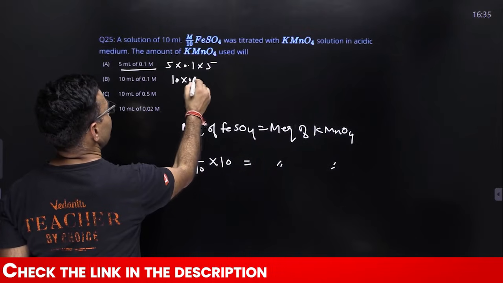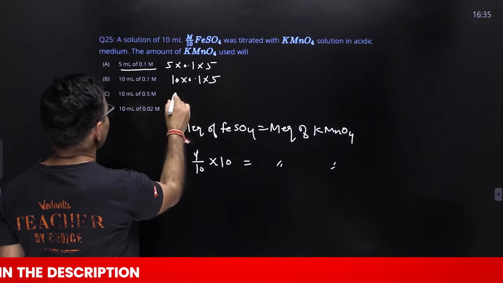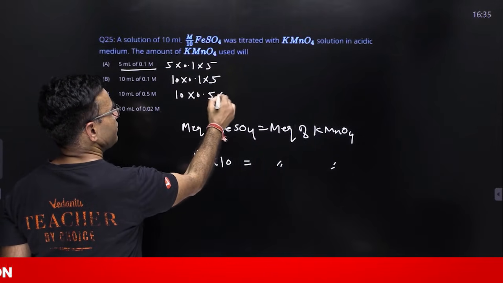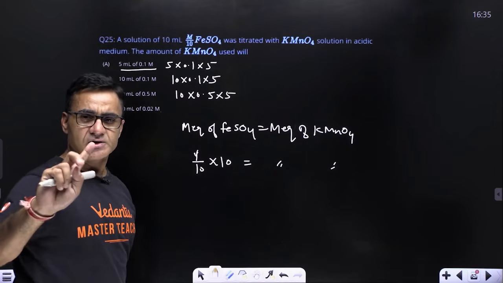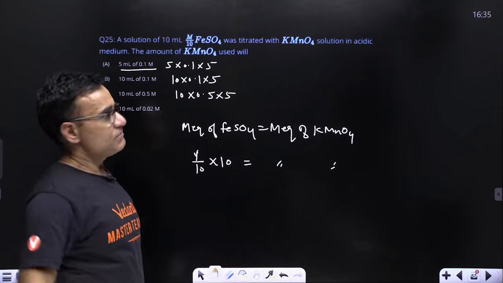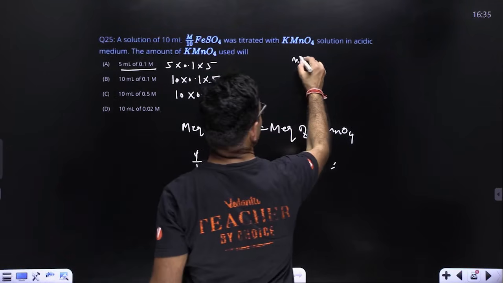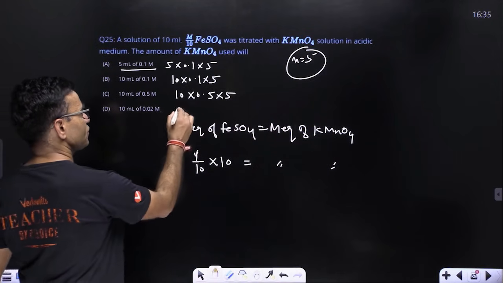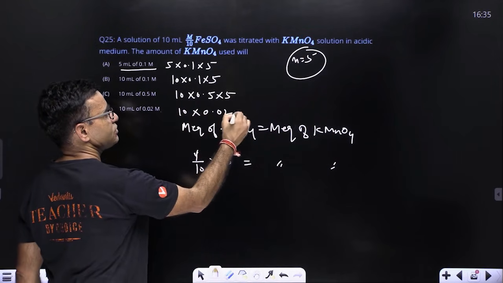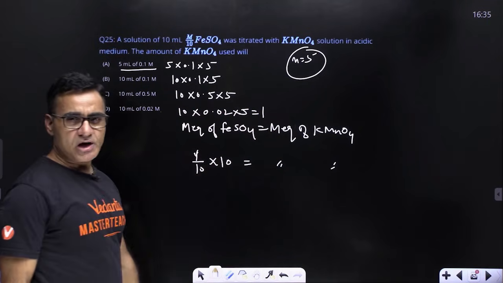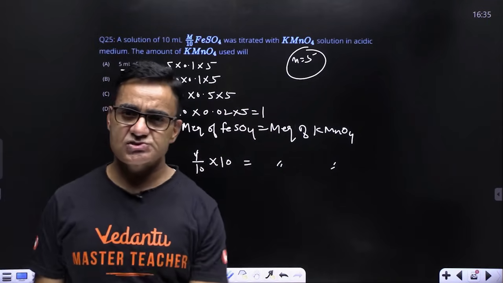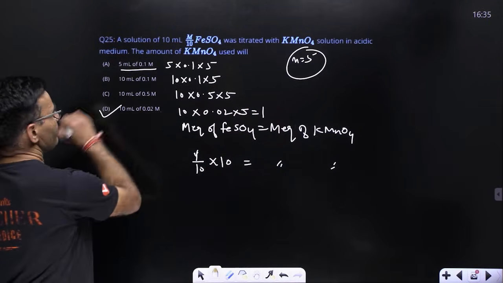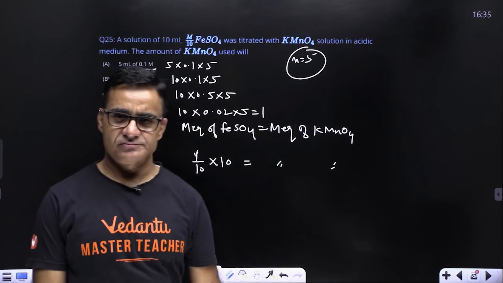This is 10 into 0.1 into 5. This is also not 1 milli equivalent. This is 10 into 0.5 into 5. This 5 is actually multiplied for converting molarity into normality because the N factor of KMnO4 in acidic medium is 5. Alright, and 10 ml of 0.02. This is going to be your correct answer. 0.02 into 5 will come out to be 1 milli equivalent. So your correct answer is going to be D. Alright, done.